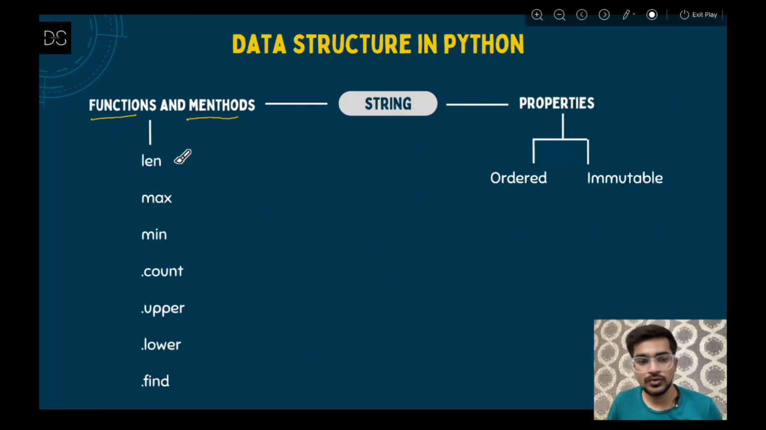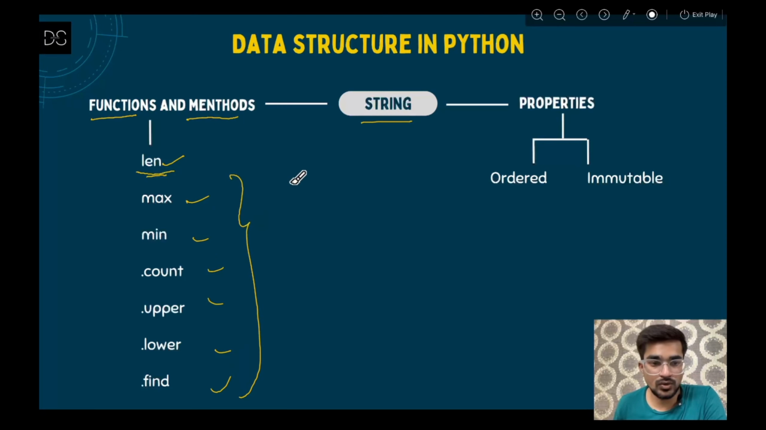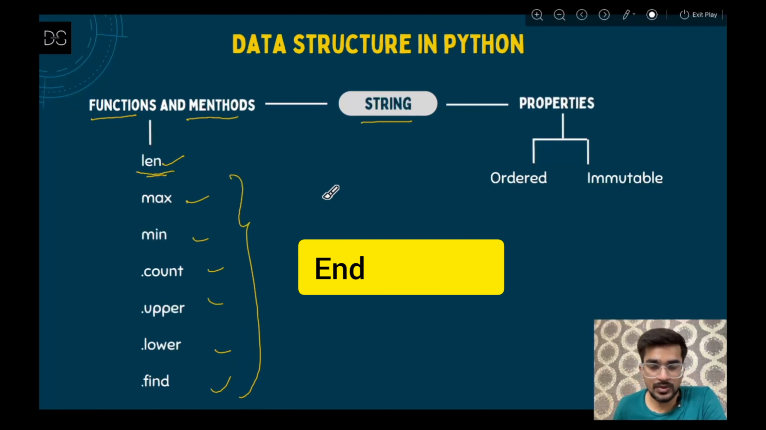So we can move towards some functions and methods that are actually defined for string. So let's start with len. Len is short for length, that is what it is used for, to find out the length of any string. Then max, min, count, upper, lower, find, all of these we will directly look into the Colab notebook so that it will be more clear and there will be no confusions.